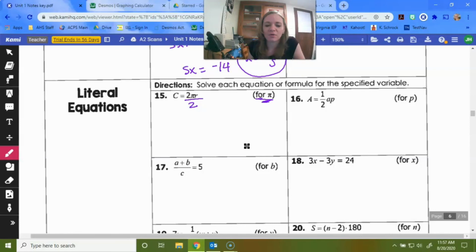And then I also want to divide by r, but you can do those in one step. Let's just say, divide by 2 and r. So c over 2 times r is pi. And that's your answer.